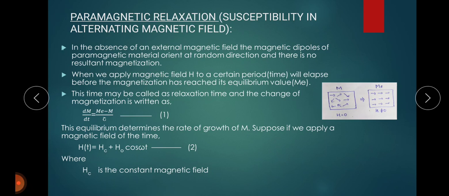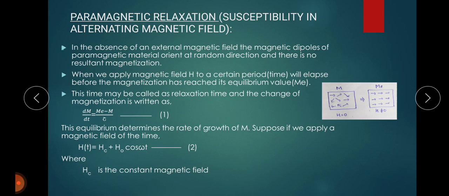A few magnetic dipoles do not change their direction, but many of them change their directions to the applied magnetic field. Here, in the absence of an external magnetic field, that is H equal to 0, the magnetic dipoles of the paramagnetic material orient in random directions. There is a random motion of the magnetic dipoles and no resultant magnetization takes place.